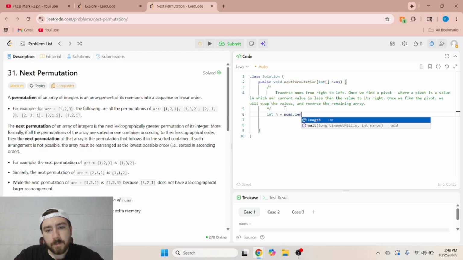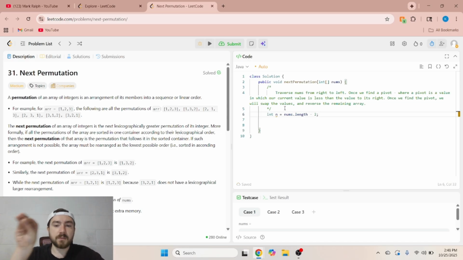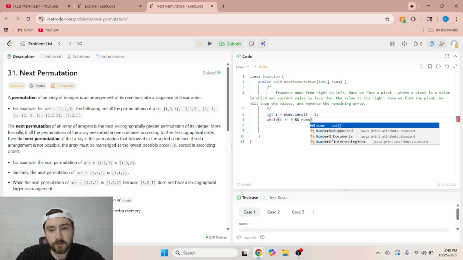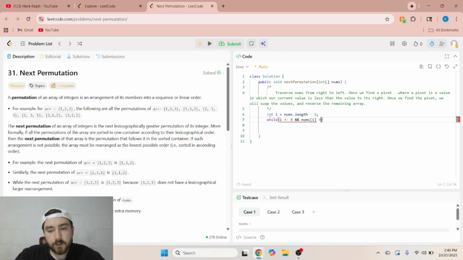Now let's do nums.length. And since we're evaluating, actually we'll do -2 since we're evaluating from nums and then its previous value. We'll call this i actually, and we'll say i is greater than or equal to 0, and nums[i] is greater than or equal to nums[i + 1], so we're doing our evaluation. We do i--.